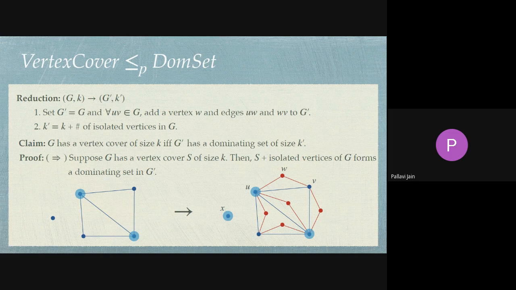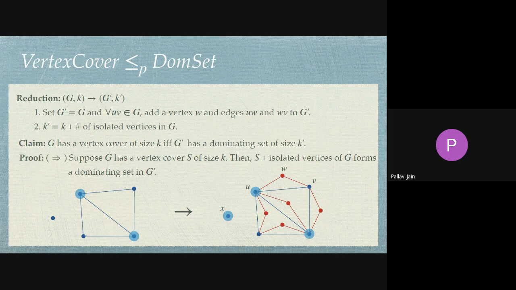No, I defined K prime to be K plus the number of isolated vertices. But it will not hurt the reduction, I'm saying.